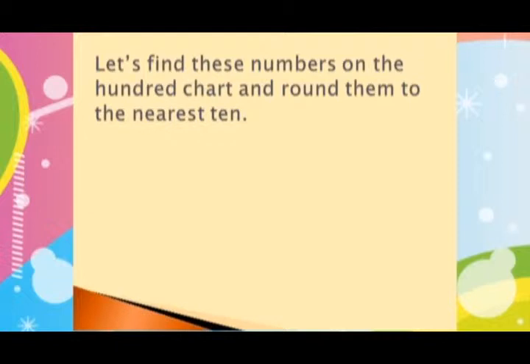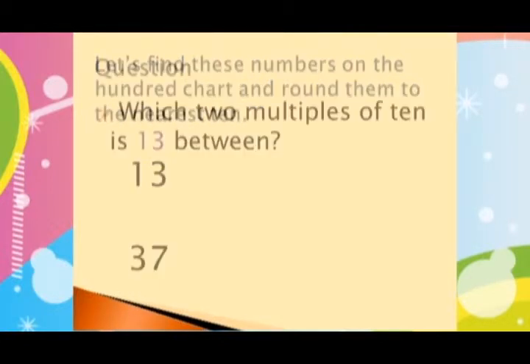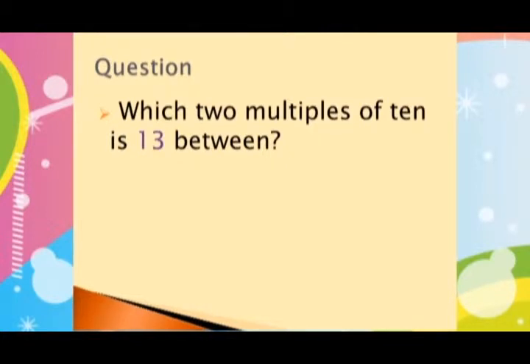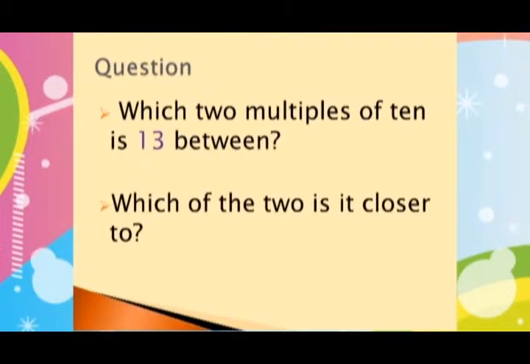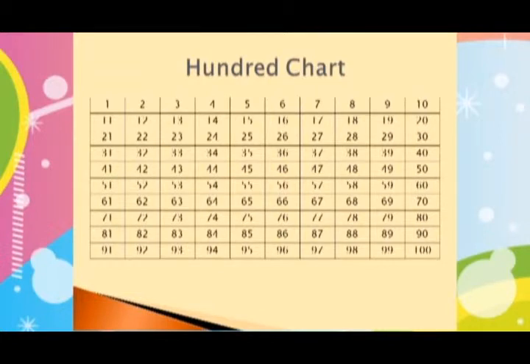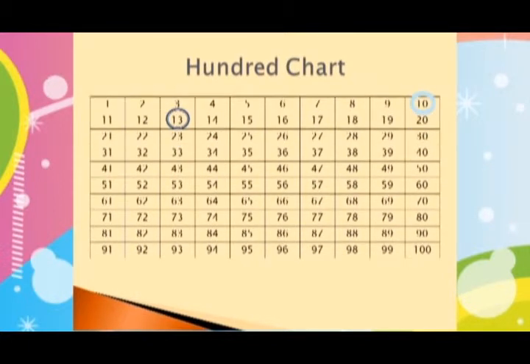Let's find these numbers on the 100 chart and round them to the nearest 10. 13, 37. Which two multiples of 10 is 13 between? Which of the two is it closer to? Let's take a look at the chart. 13 falls between 10 and 20. Which of the two is it closer to?